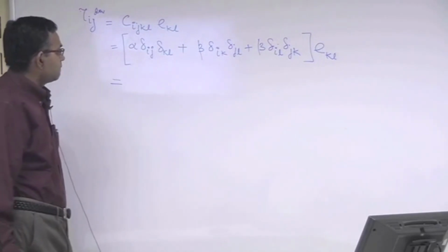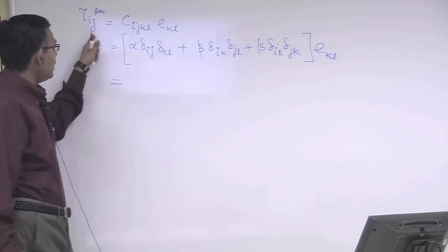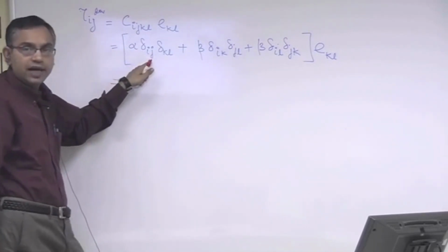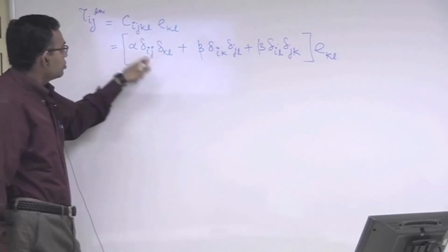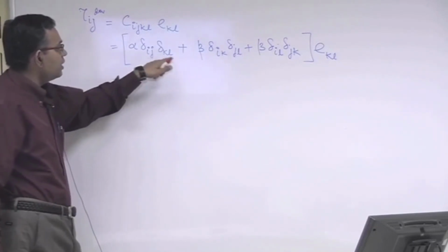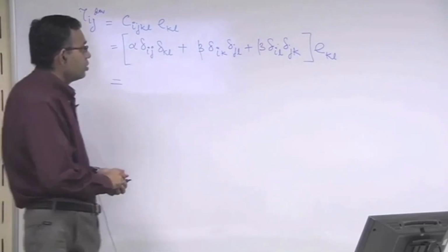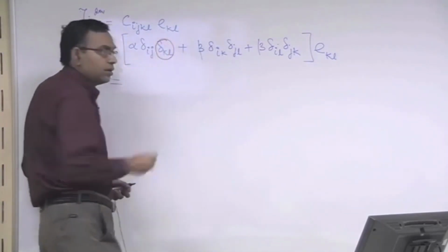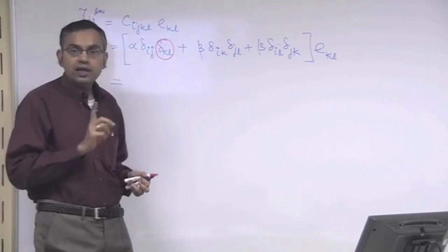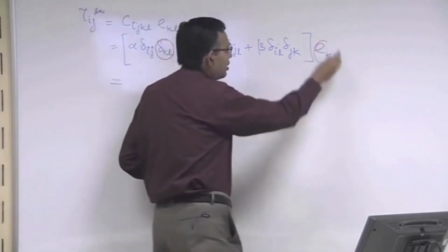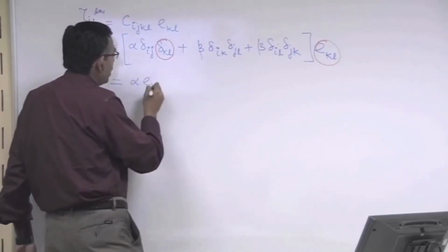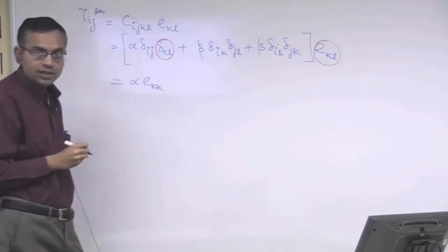Now, let us simplify this. Remember that i, j are indices appearing on the left-hand side, so we are not able to manipulate them. k, l are the indices with which we can manipulate. So, delta kl, when is it 1? It is 1 only when l is equal to k. So, when l is equal to k, this becomes E_kk. So, alpha into E_kk, that is the first term.